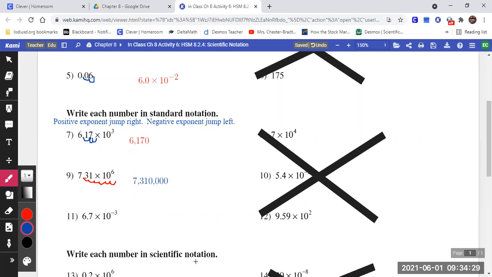Okay, which way am I jumping? Left, because it's a negative exponent, exactly. I'm jumping 3. So 1, 2, 3. Oof, try again. I'm gonna try again. That's horrible. Okay, 1, 2, 3. That's bad, but it's okay. Okay, what do we fill in the blanks with?